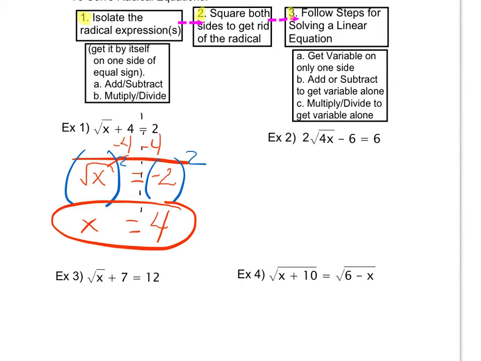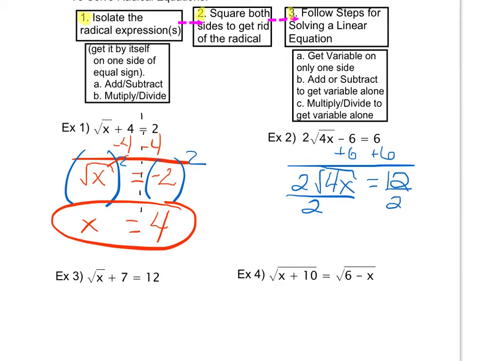Moving on to example 2. I'm going to go ahead and follow the same steps. So first thing I'm going to do is I'm going to try to get that radical by itself. My radical being right here, square root of 4x. So I'm going to have to get rid of the subtract 6, and I'm going to have to divide by 2. To get rid of the subtract 6, I'm going to go ahead and add 6. And then doing that gives me 2 square root of 4x equals 12. And then I'm going to go ahead and divide by 2. And I get the square root of 4x equals 6. Now I have my radical by itself.